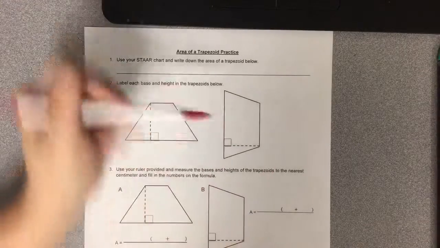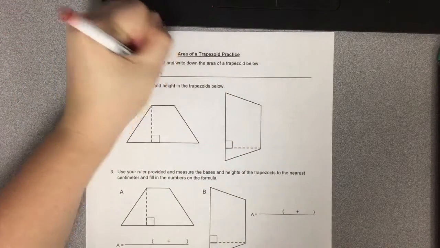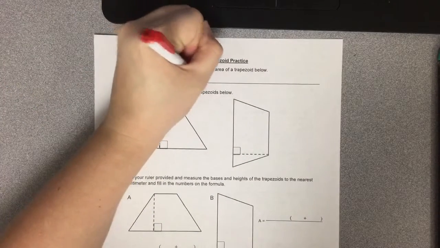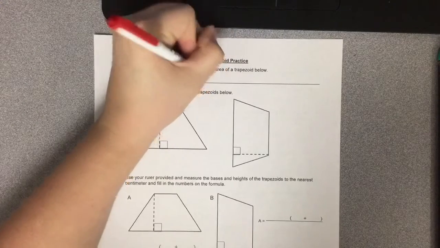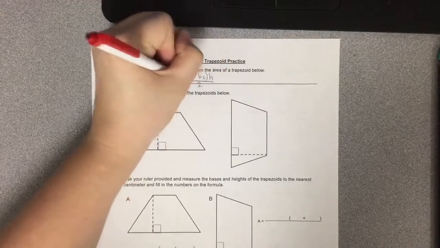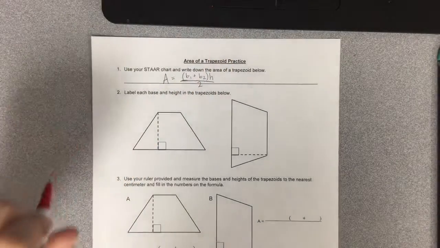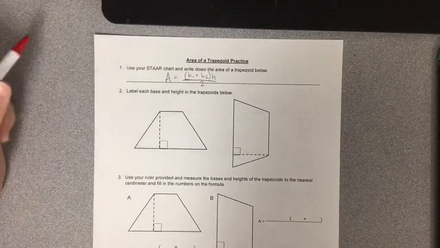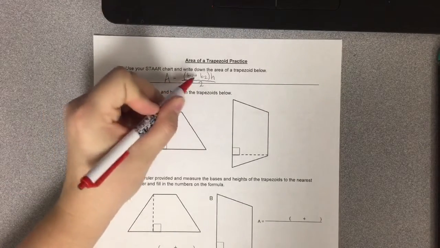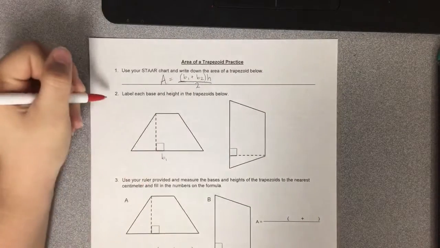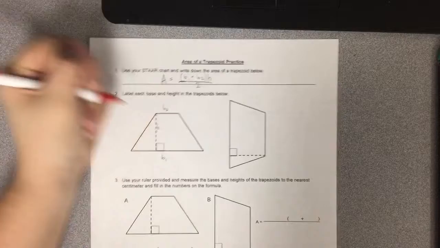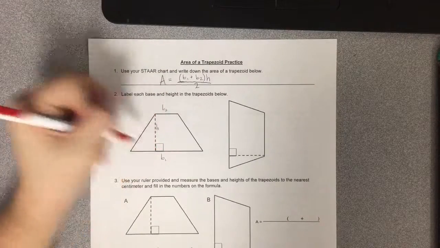If you don't have your star chart, the area of a trapezoid, A, is equal to base 1 plus base 2 in parentheses multiplied by the height, all divided by 2. Hopefully that sounds familiar since we practiced that a whole lot during our Unit 9 practices. So what that means is that you've got base 1 here, base 2 here, and the height is perpendicular to the base. That means it forms a right angle.